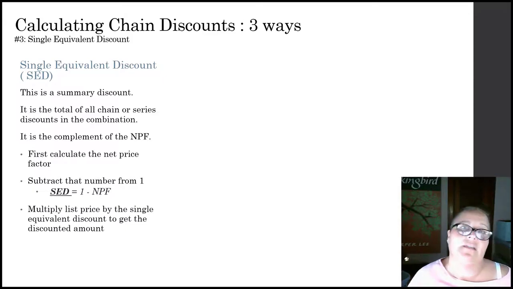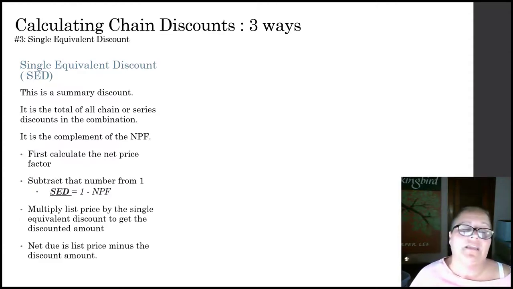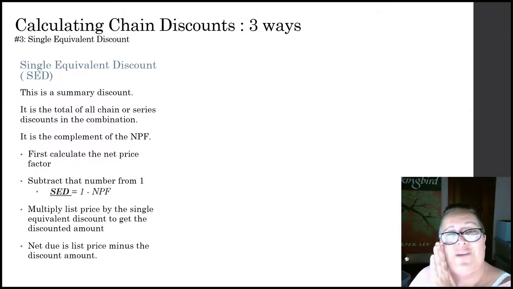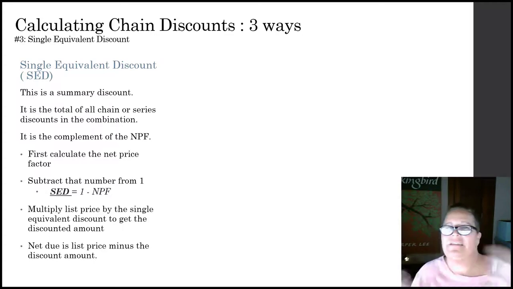If we multiply the list price by the single equivalent discount, we will get the discounted amount. In order to get the net due, we can take the single equivalent discount and subtract it from the list price, or we can just use our net price factor times the list price again, because it's all connected. Ugh, it can be so confusing, but it's so slick when you get it. So, all right, here we go.